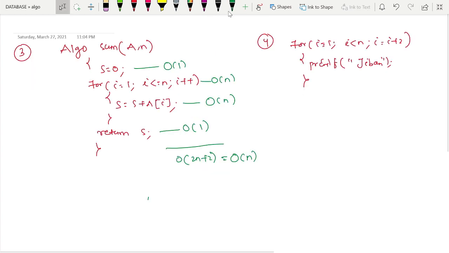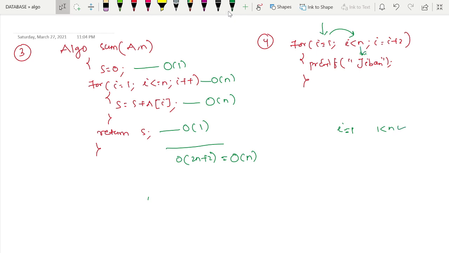Okay, let's see this question. First of all, we need to go to the initialization part. So i equals 1 gets initialized. Then we need to go to the condition checking part. 1 is less than n is true, then we can go to the loop statements.